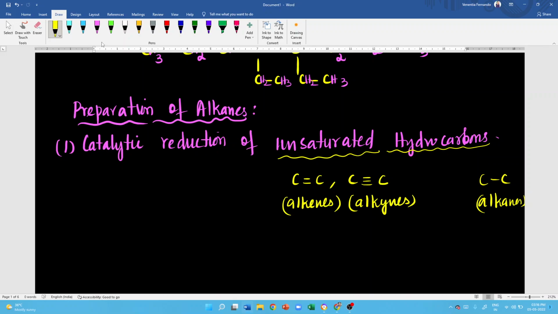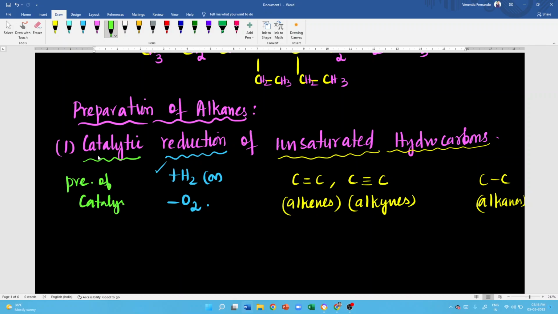Next, reduction. What do you mean by reduction? We have learned it is addition of hydrogen or removal of oxygen. Here we are going to add hydrogen. The next concept is catalytic, which means in the presence of a catalyst. So what are we going to do? To alkenes and alkynes we add hydrogen in the presence of a catalyst. So the heading is catalytic reduction of unsaturated hydrocarbons.